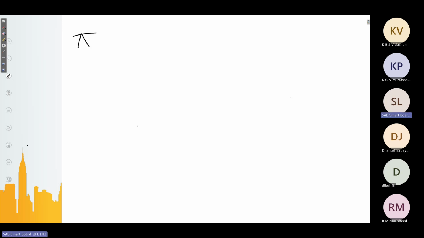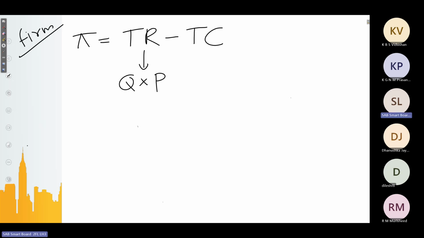Profit is the difference between total revenue and total cost. How to calculate total revenue? Total revenue is quantity multiplied by the price. We are talking about the firm, right? So if you want, you can use simple Q here. So quantity multiplied by price is the total revenue.